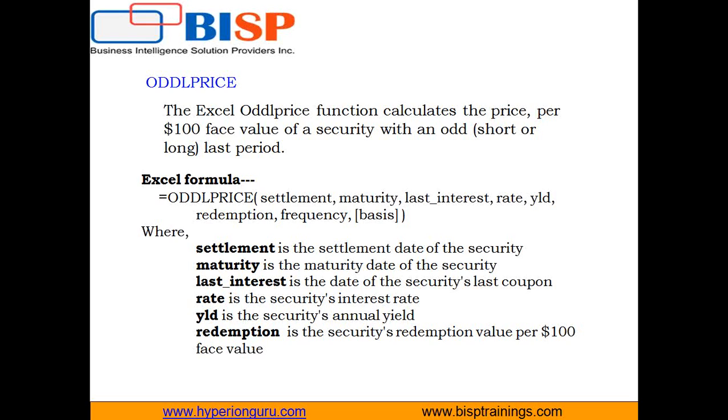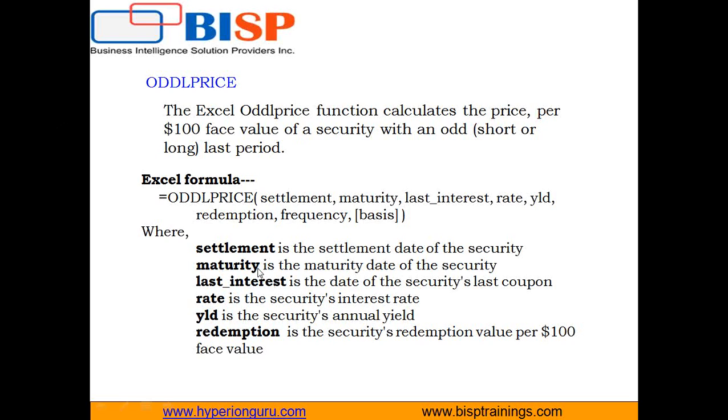In this video, I will show you how to calculate the price for a security with an odd, meaning unusual, last period. For this calculation, we need to know the following items. The first one is the settlement date, and that is the date that you purchase and gain control of the security.